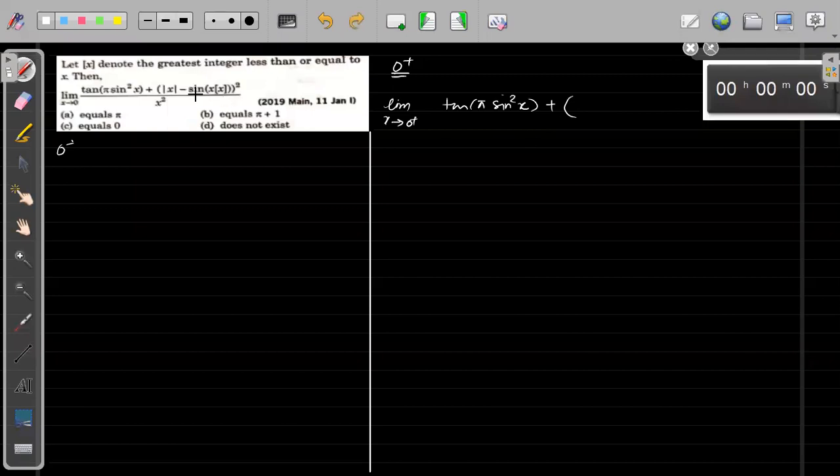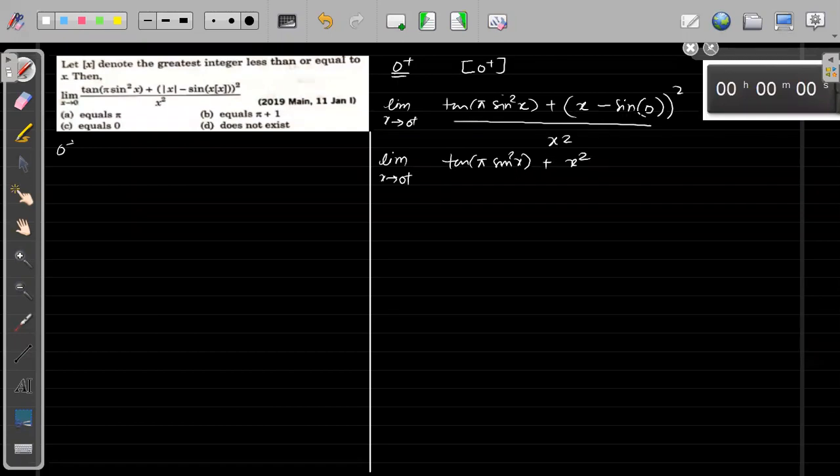Yeah, so 0 plus simply means this part, greatest integer x, will be simply x because it is a positive value, minus sine of x into x into greatest integer x. Now greatest integer of 0 plus will be exactly 0, so this will become exactly 0 whole square divided by x square. So this whole thing will be limit of x tending to 0 plus, tan of pi sine square x plus, this will become simply x square, because this part is exactly 0. This part is not approaching 0, this part is exactly 0. This is x square divided by x square.